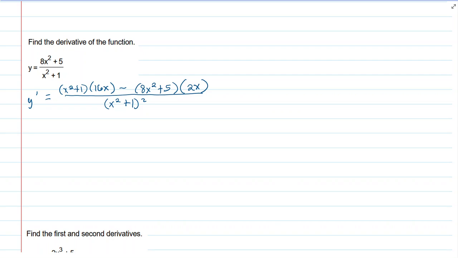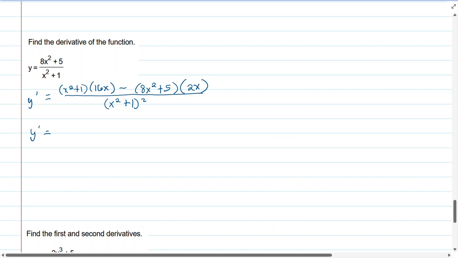And now we're going to clean it up. Does everybody agree with that portion? Yes? Okay. I'll move on. I'm going to distribute 16x. Oh my gosh.